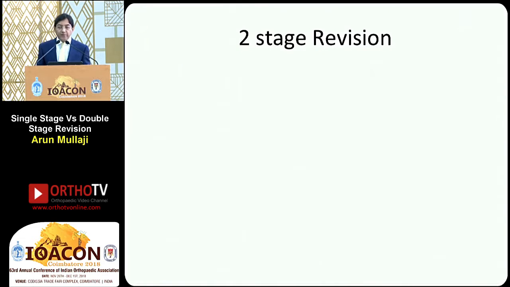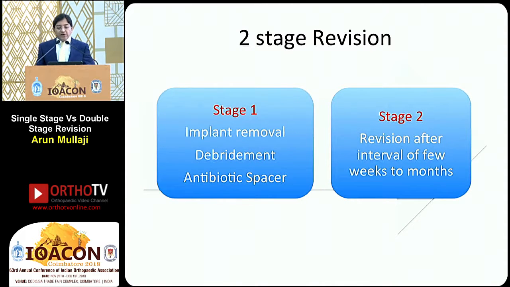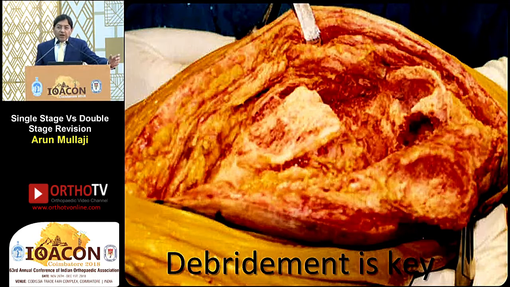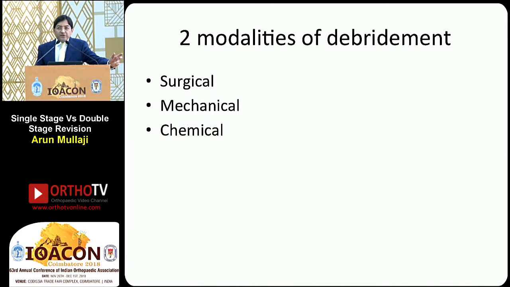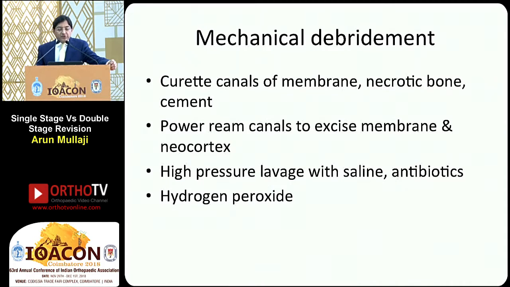over time. 2-stage revision really is removing the implant, doing a debridement, putting in a spacer, and then revising after an interval of few weeks to few months. In any case, the key step is debridement. And there are 3 modalities that you need to do. One is surgical, which includes extending the incision, excising the scar, curetting the sinus, removing the implant, and doing sharp dissection to remove the synovium, excise the membrane and biofilm, and send multiple tissue samples.